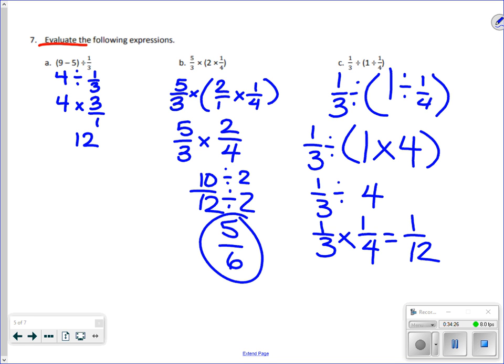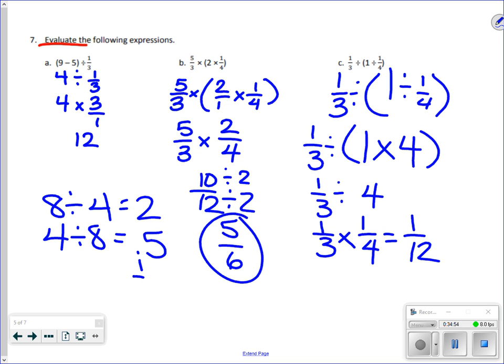Yeah, I put my 1/3 in the back. I don't know why you're switching your stuff. I never taught you that. Because 8 divided by 4 is totally different than 4 divided by 8. You will not get the same answer. This would be 2, this would be a half. 4 divided by 8 is 4 over 8. That's a half. It is not the same thing.